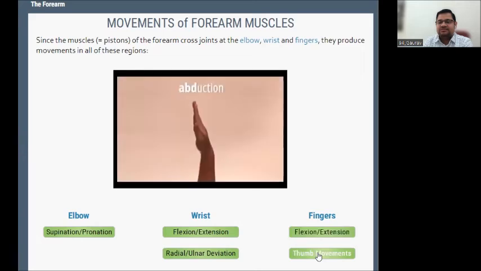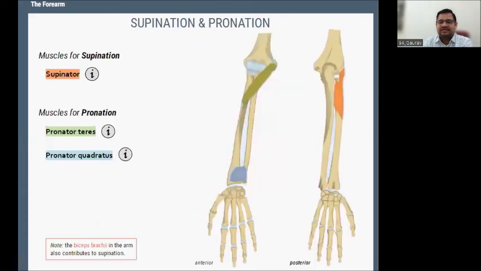Next, at the thumb, you can see abduction, adduction. Adduction means coming together, abduction means going far. This is flexion towards your little finger, extension again being in the normal position. And this is opposition, touching the tip of the little finger, and then coming back is reposition. So these are the 6 movements which are possible at the thumb. This video is very helpful to understand the movements, especially at each point.